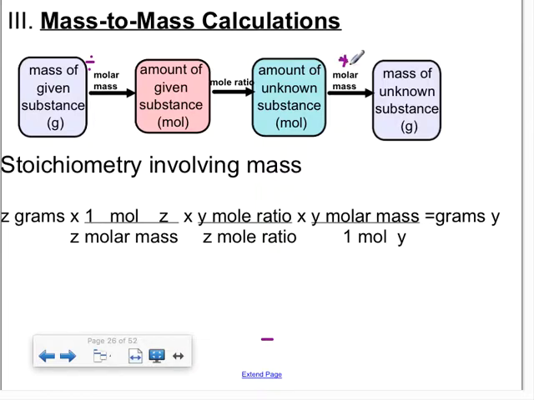Oh God, that looks like a plus sign. Asterisk. Okay, you guys know what that meant.